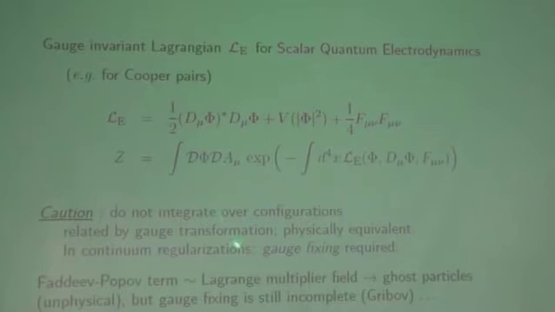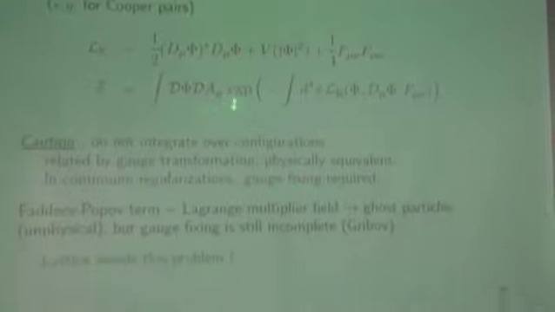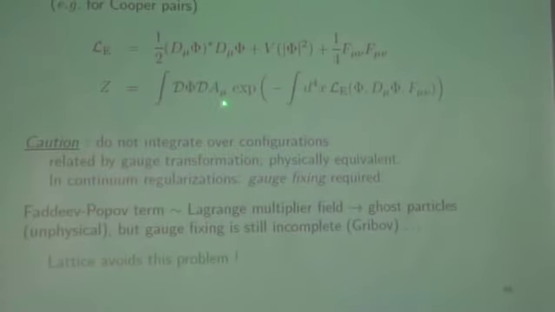So there are tricks to put an extra term here which fixes the gauge, which avoids these extra copies. This is known in the literature as the Faddeev-Popov term. It's a kind of Lagrange multiplier field which is added here. And then, because this is also a field, it introduces kind of particles which are not really physical, so they are known as ghost particles, but they are still complicated to deal with.